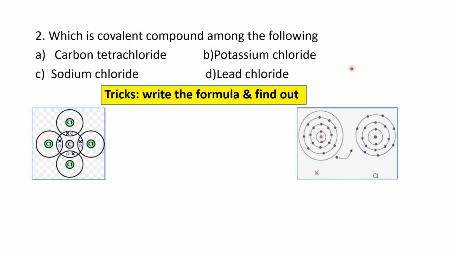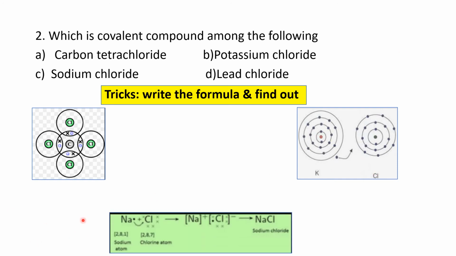Potassium chloride: the potassium has 19 electrons, so 1, 18 - up to 18 it satisfies the octet rule. So the extra 1 electron is given to the chlorine atom, which accepts it and satisfies the octet rule. So this becomes K plus and Cl minus. So this is ionic in nature. I'll show you in a different way also.